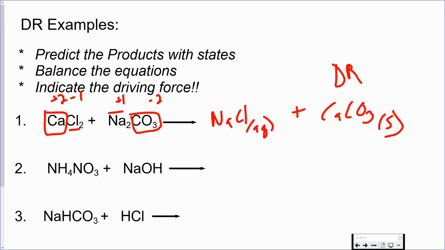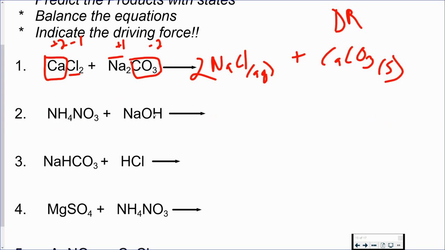Once we've identified the driving force, we would go ahead and balance it. I'd see that there's 2 Cl's, 2 Na's, put a 2 there, and we're balanced. We're going to go ahead and try number 2. Number 2, you have ammonium and hydroxide going together, and you have nitrate and sodium. Remember, we always do cation first, so we're going to do sodium and nitrate.